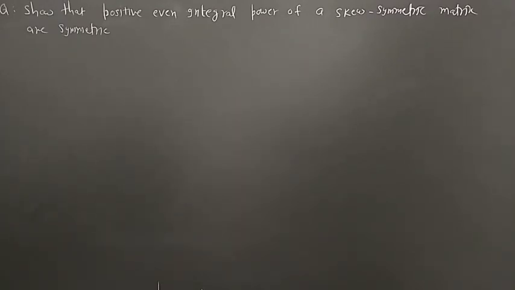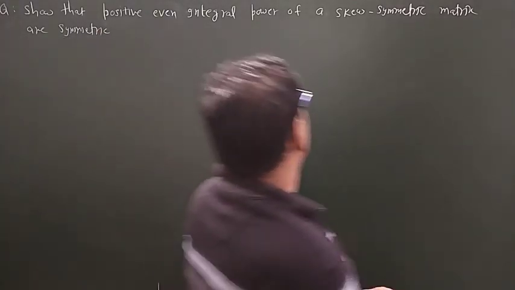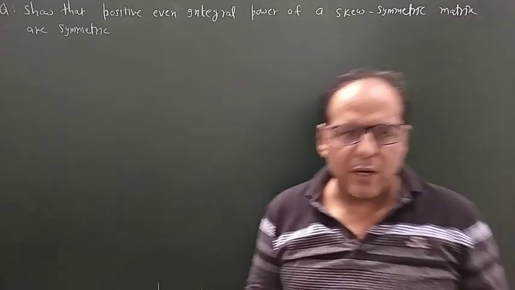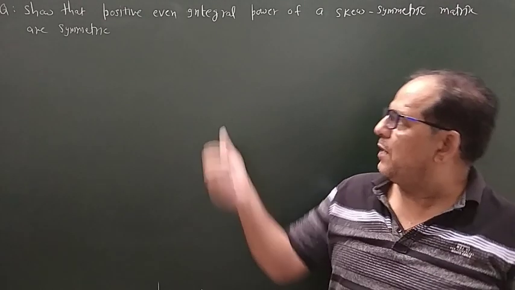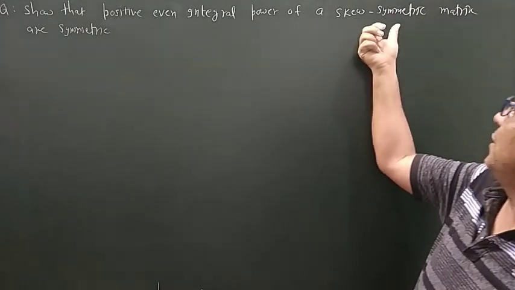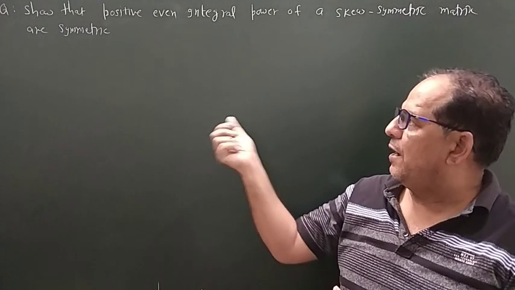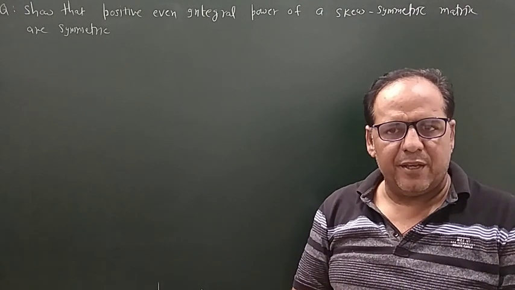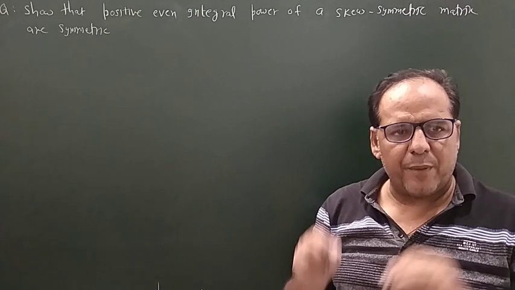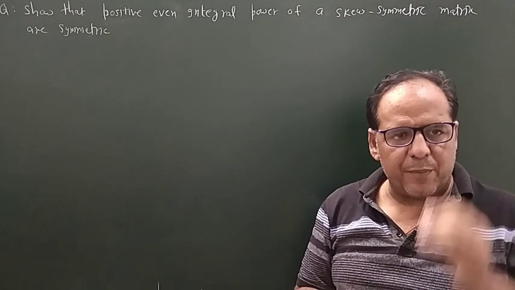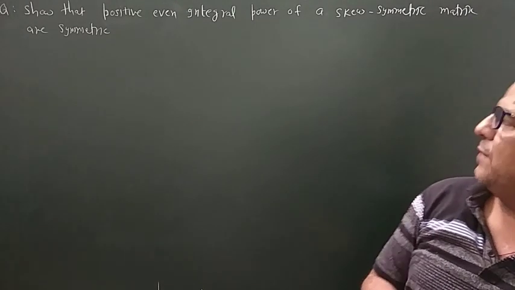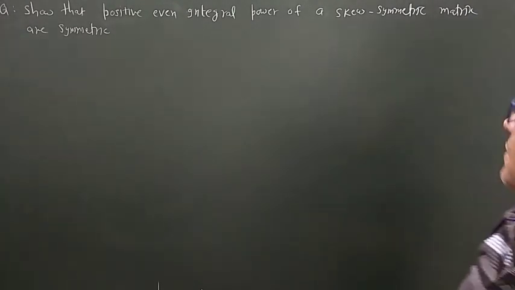Now I am taking a question similar to the previous question. Show that positive even integral powers of a skew symmetric matrix are symmetric. In this question we want to prove that if A is a given skew symmetric matrix, then A square will be symmetric, A to the power 4 will be symmetric, A to the power 6 will be symmetric. So we prove this question by the theoretical method.